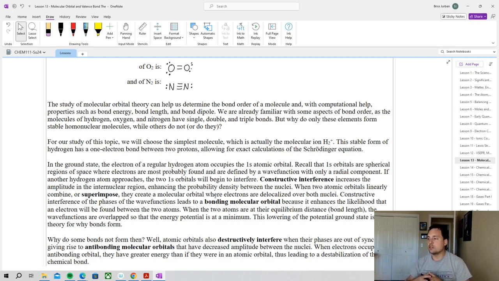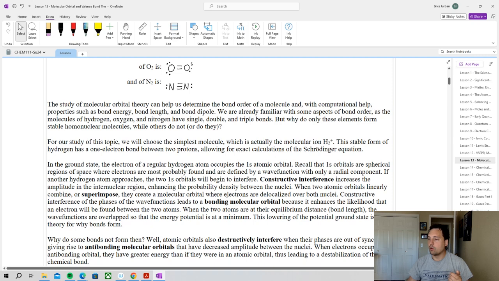The constructive interference between these orbitals results in an increased probability density between the nuclei. When the two atomic orbitals linearly combine, or we call this superimposition, they create a molecular orbital where electrons are delocalized across both nuclei. The opposite situation can occur as well, but this constructive interference leads to a bonding molecular orbital because it increases the likelihood that the electron will be found between these two atoms.